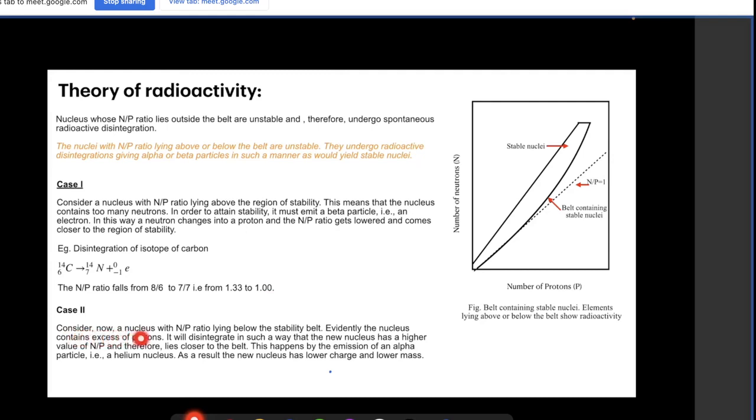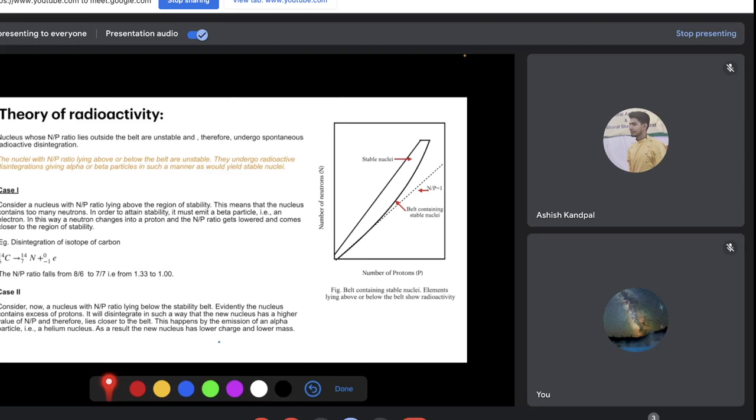And in case number 2, you can consider that the N upon P ratio lies below the stability belt, and evidently the nucleus contains an excess of protons here. So it will disintegrate in such a way that the new nucleus has a higher value of N upon P, and therefore it can come closer to the belt. This happens by the emission of an alpha particle, that is, a helium nucleus. As a result, the new nucleus has lower charge and lower mass.